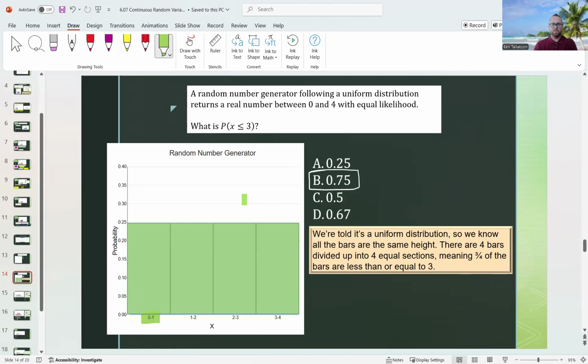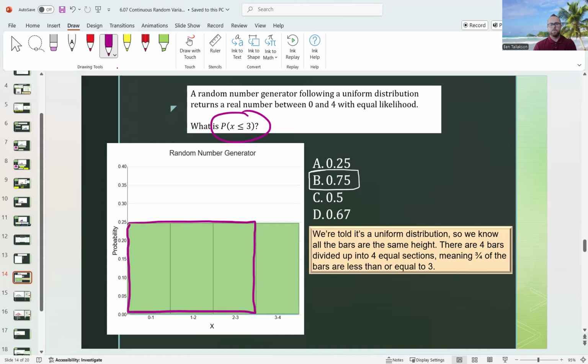So notice when you see that 0 to 1, that should tell you, okay, that's a range of values. That's one section, 1 to 2, and so on. And what we're saying is the probability that x is here, on the x-axis, less than or equal to 3, that is all of this. This line right here is right on the edge. That's where it's equal to 3. So that's as far right as we can go.